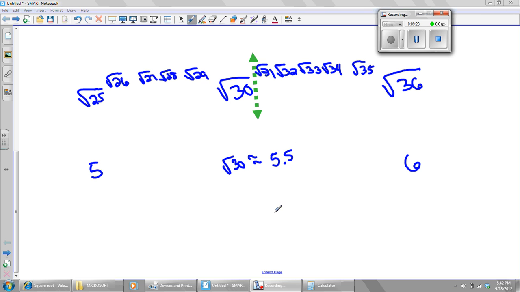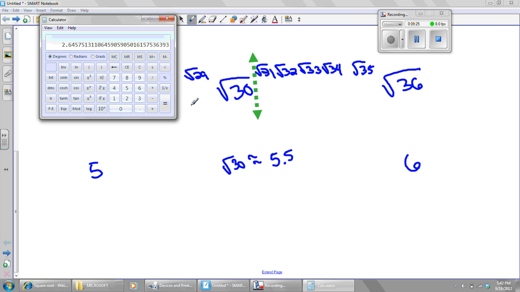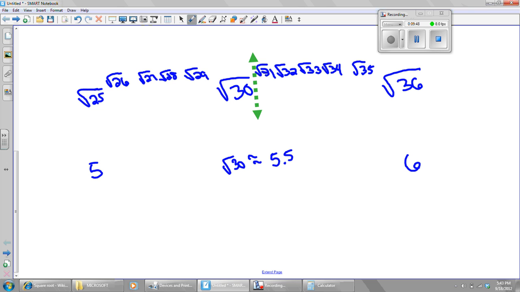Now I can check on my calculator, and I will take 30, and I will raise it to the 1/2 power. Your calculators are easier to use than this one. I'll show you how to do it at school if you're not sure. And look at that, 5.477. If I round that, I'll get about 5.5. See how simple this is? Sometimes kids make this hard, but please don't.